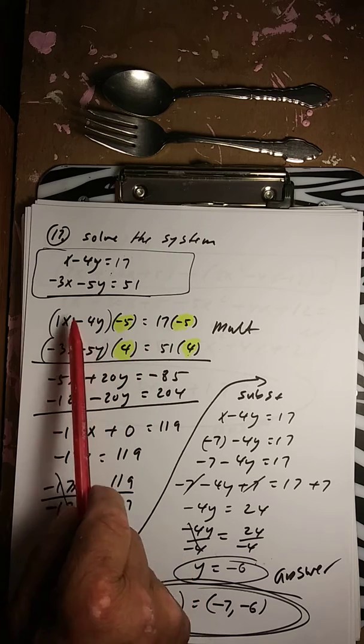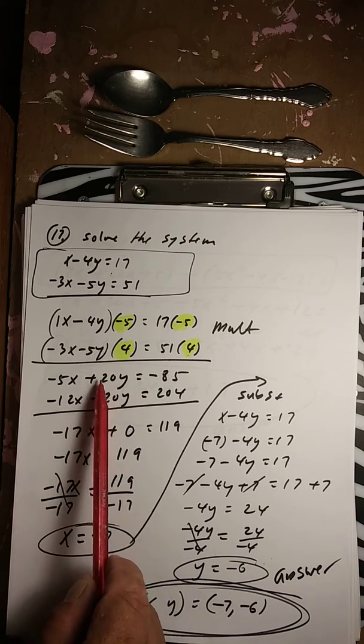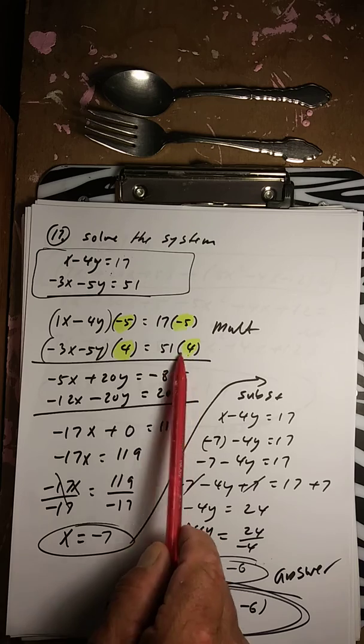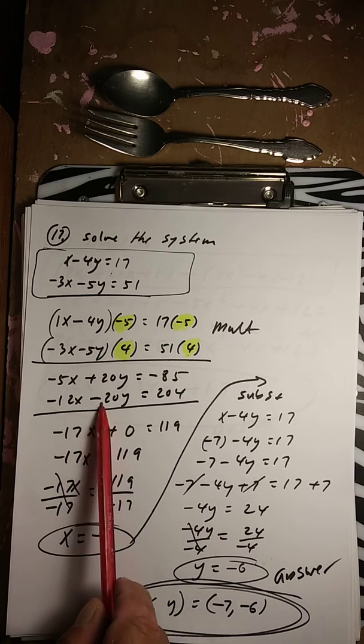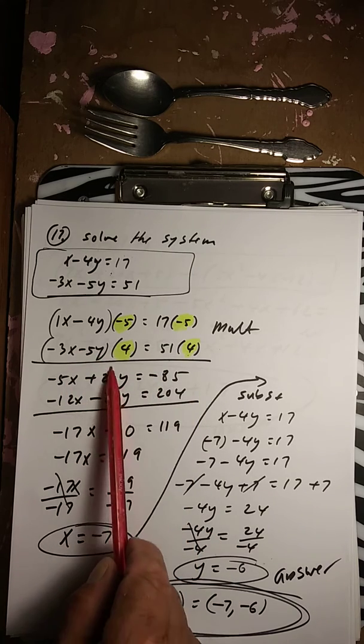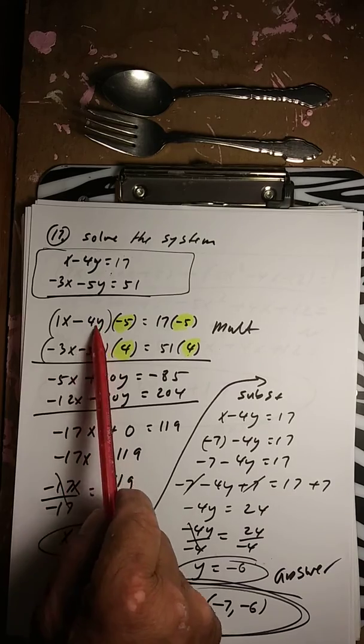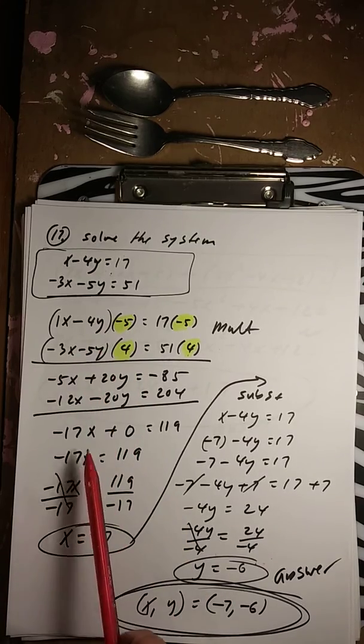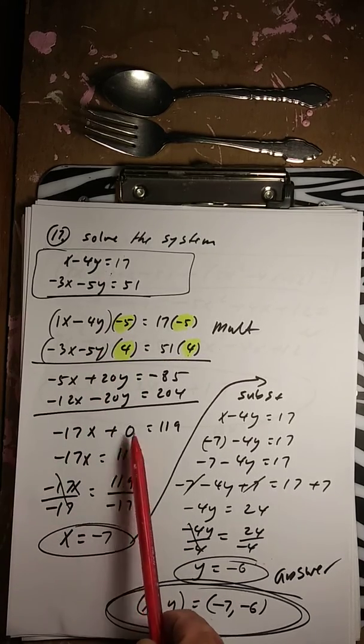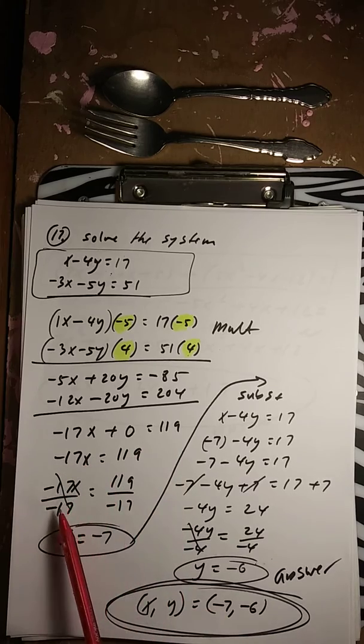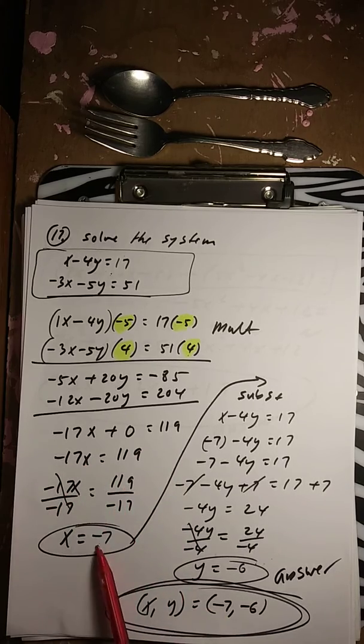So, negative 5 times this is negative 5x plus 20y equals negative 85. That times that's going to be negative 12x minus 20y equals that. Now, these are going to cancel. And I chose these two numbers right here. Flip them. So now this is negative 17x, 0 equals that. Negative 17x is this. Divide by negative 17, negative 17. So x is negative 7.